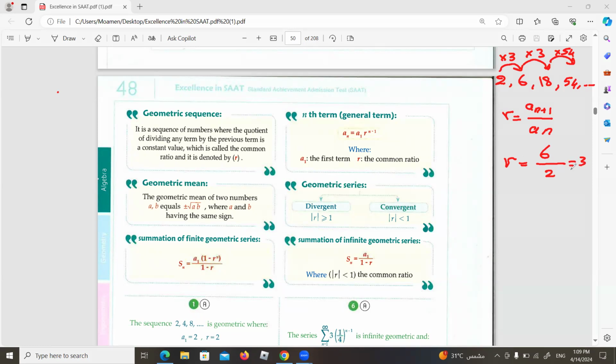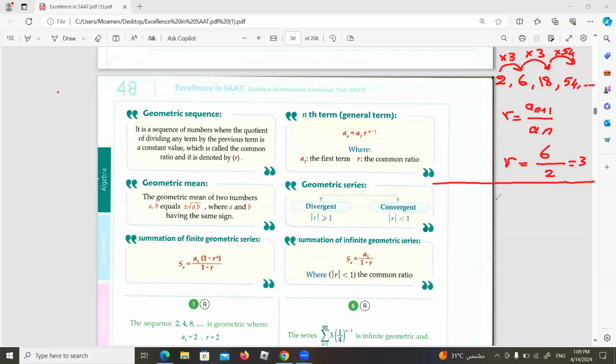Even if you divide 18 by 6, you get 3. So this is the common ratio. So the way to know whether you have a geometric or an arithmetic sequence is to discuss the pattern, or to get the common mechanism for the pattern.